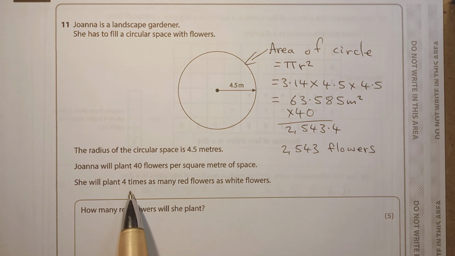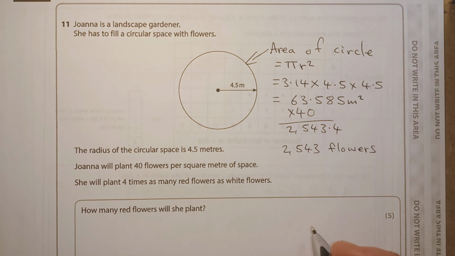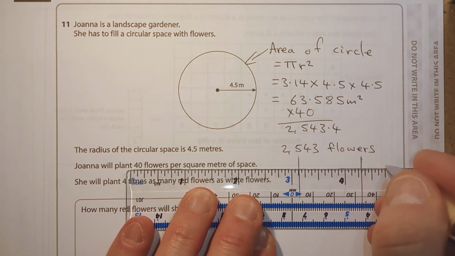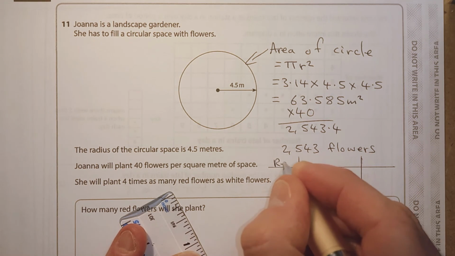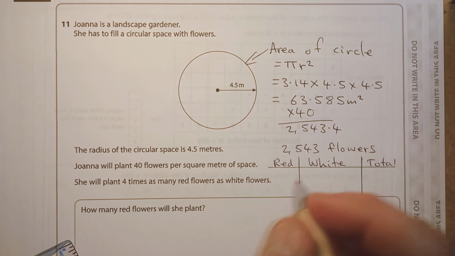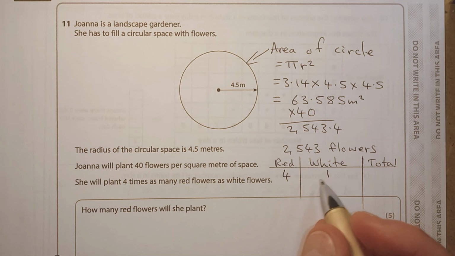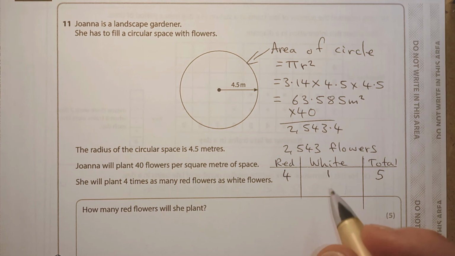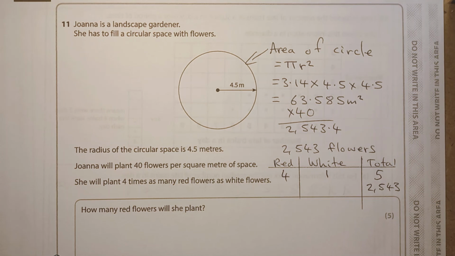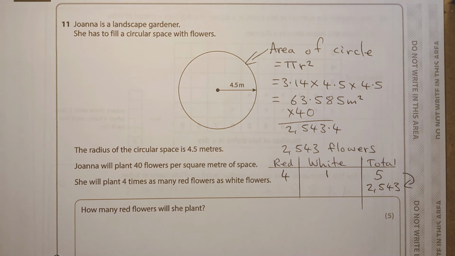We know that she's going to plant 4 times as many red flowers as white flowers. So we can do a little table here. We've got red, we've got white, and we'll have our total. So we've got 4 red for every 1 white. Well, if that's all we had, that would be a total of 5. But actually, we've got a total of 2,543 flowers. So we want to say, how are we getting from the 5 up to the 2,543?